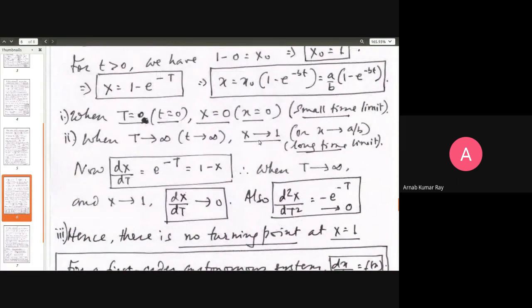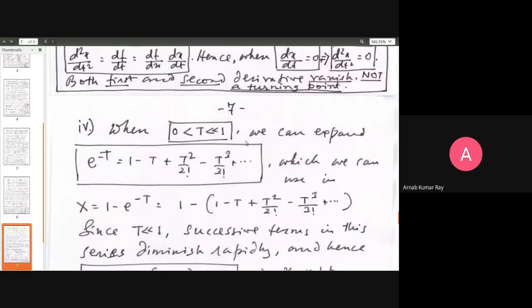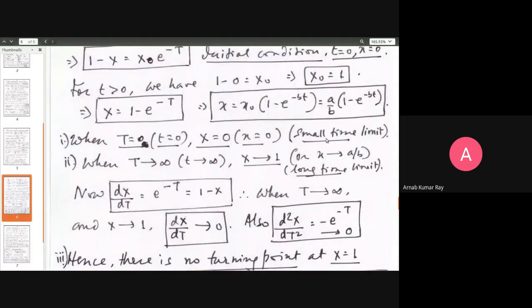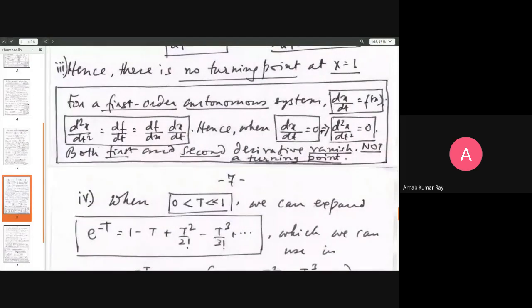Therefore, the function must be growing monotonically without twisting or turning. It goes to zero for small time. It goes to a saturation limit in the long time. And somewhere in between, we shall have to see. When t is equal to 0, the function goes to 0. But when t is small but non-zero, then what will the function be? That is the question. When t is small but non-zero.